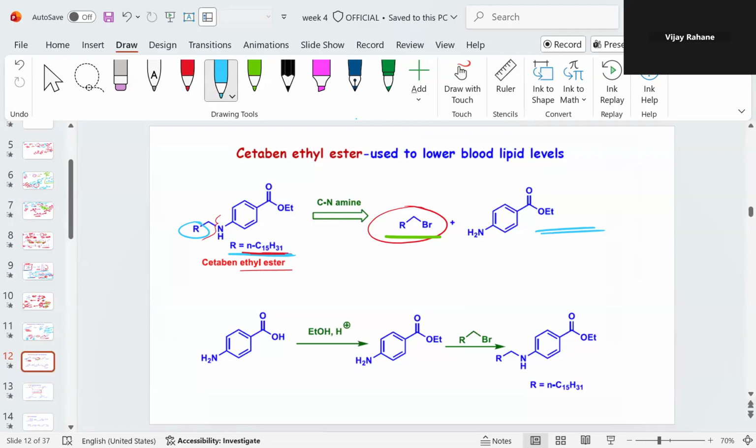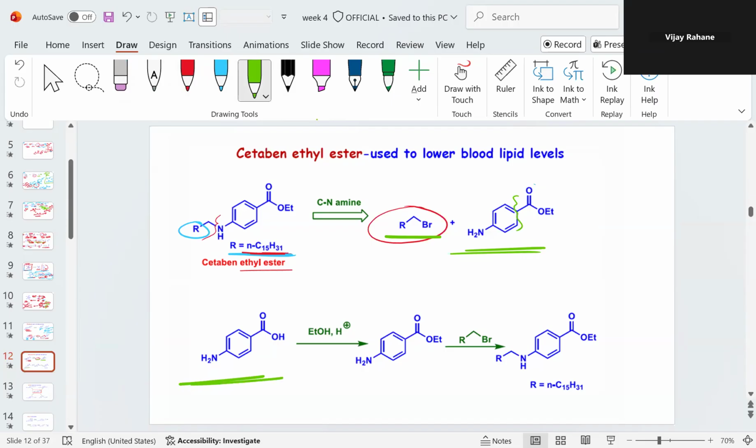It can be doable. This is the ester part and this is the amine part. Basically, this ester part we can get either from the acid, or this entire part we can get from some other substrate. But anyway, we limit our retrosynthesis up to here only.